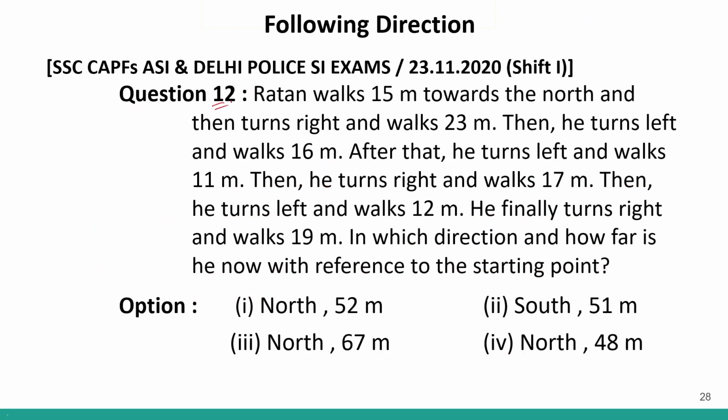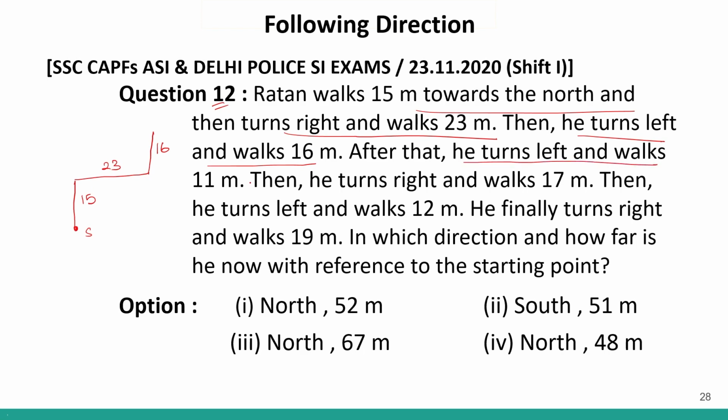Question number 12. Ratan walks 15 meter towards the north and turns right and walks 23 meter. So this is the starting point. He is walking 15 meter towards the north and then he takes a right turn and walks for 23 meter. Then he turns left and walks 16 meters. So left and 16 meter.